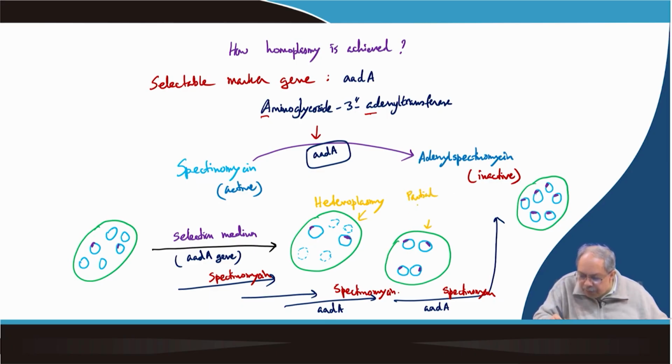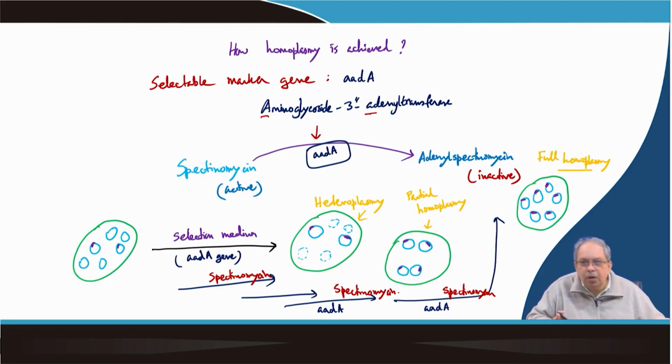So, this is heteroplasmy, this is partial homoplasmy, okay, and then this is full homoplasmy. When this is full homoplasmy, then you will have your desired genes also, if you made the construct in such a way. So, the construct contains the antibiotic resistance gene along with the gene of interest.